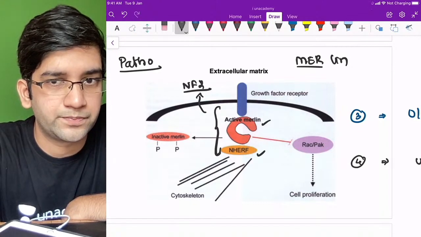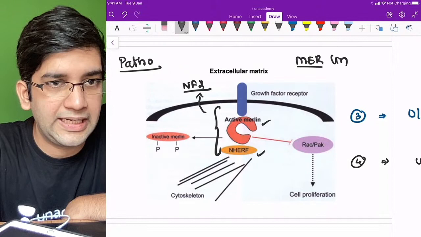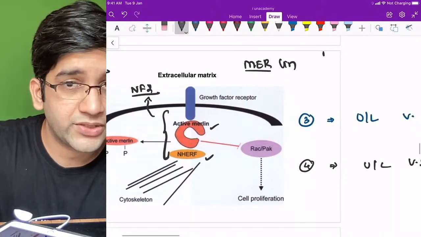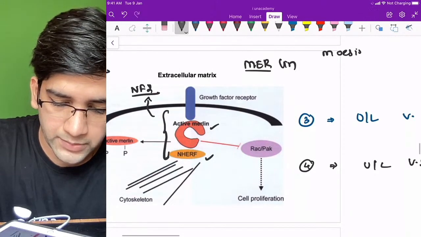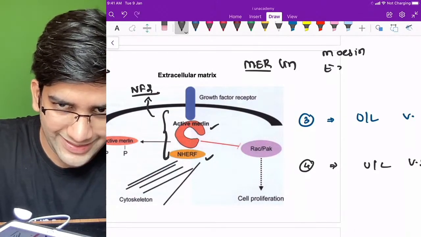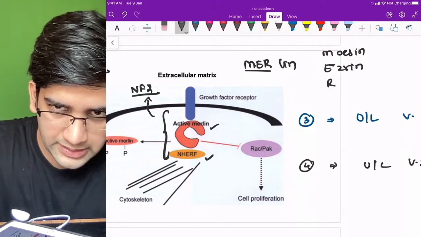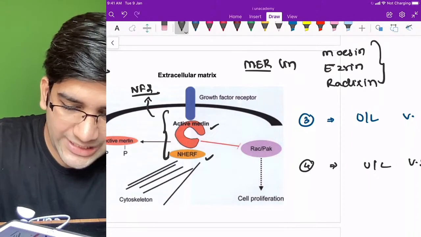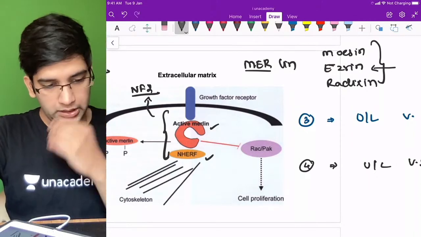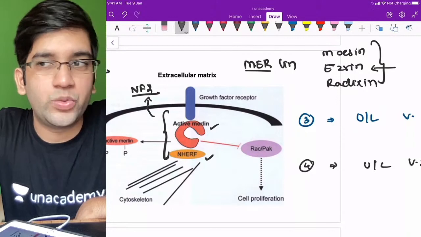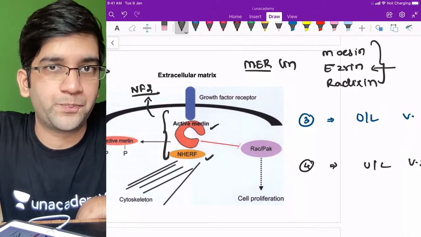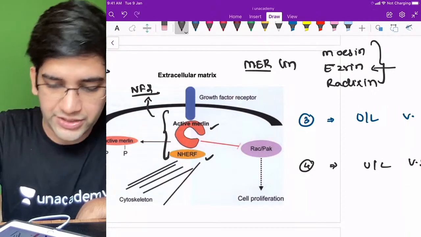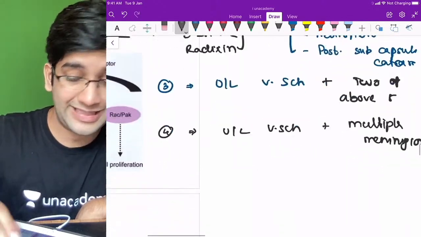Anything? Anyone? I have three proteins which combine and we call it Merlin. M stands for moesin, E stands for ezrin, R stands for radixin. If you want to know this, at least I need to know a little bit about ezrin. Ezrin is one of the genes which is responsible for spread of a tumor, right? It helps in spread very easily. That's why when I have a single lesion, this ezrin is important because it has metastatic potential.